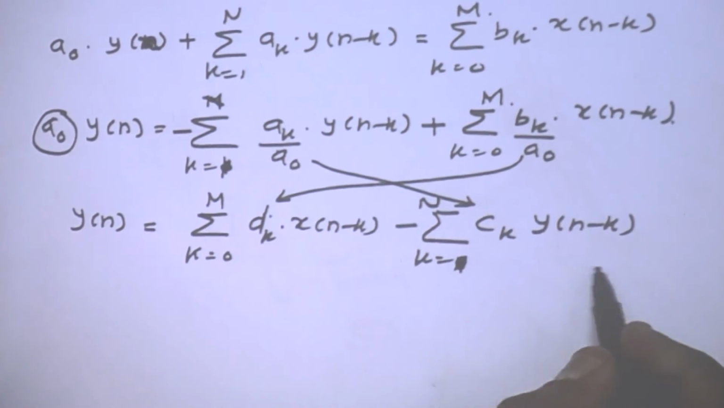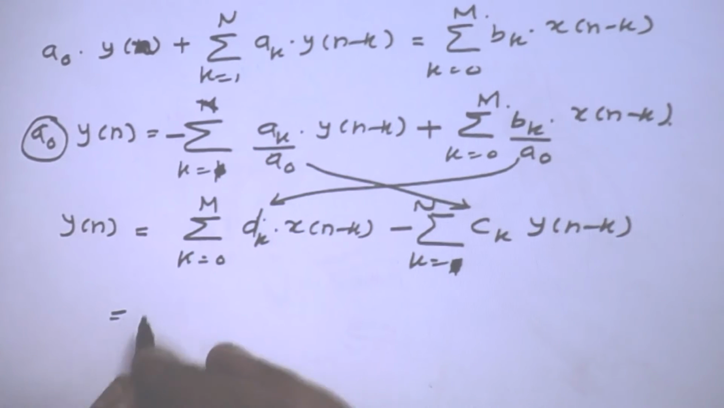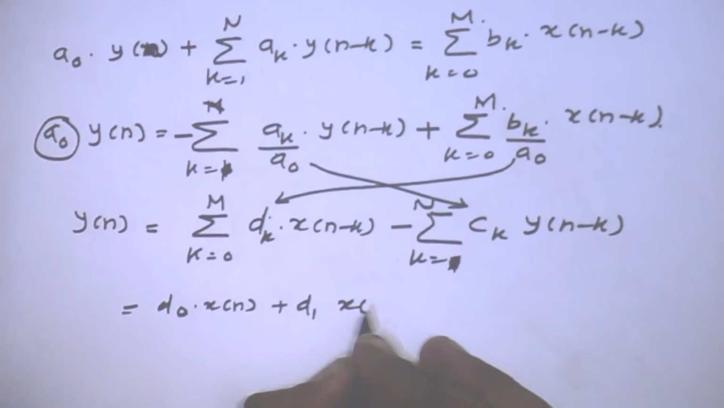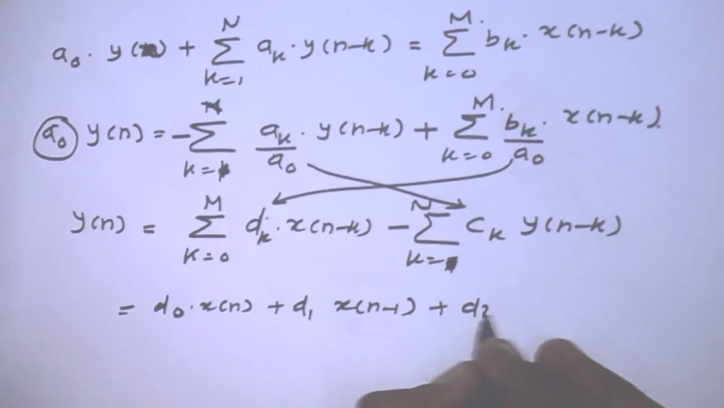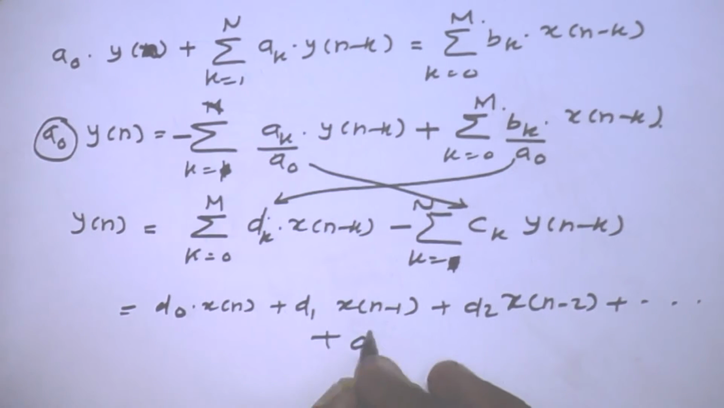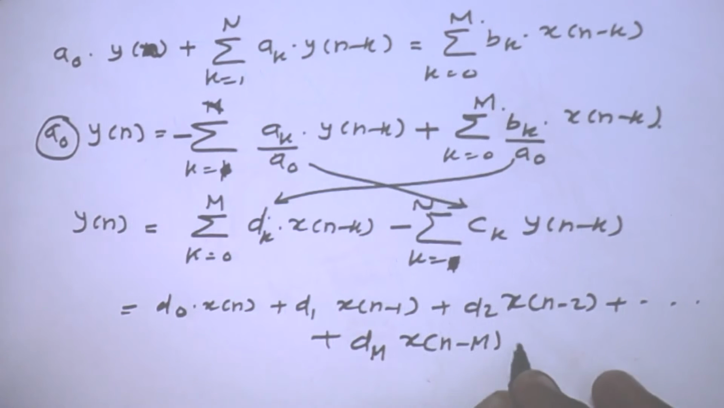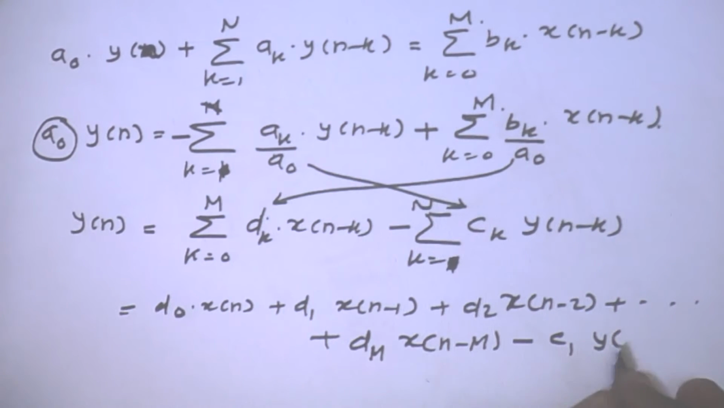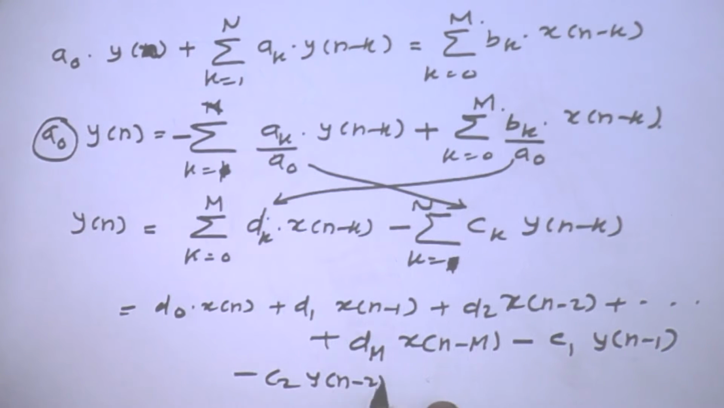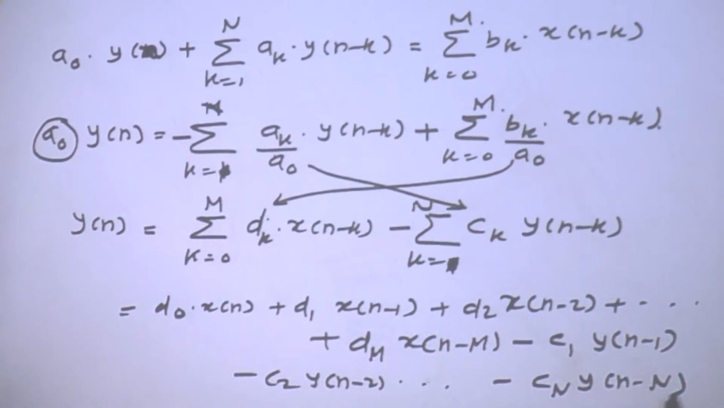Now read this equation. How do you read this equation? In general, it's d0 times x of n plus d1 times x of n minus 1 plus d2 times x of n minus 2 and so on, plus dm times x of n minus m, minus c1 y of n minus 1, minus c2 y of n minus 2, and so on, minus cn y of n minus n.